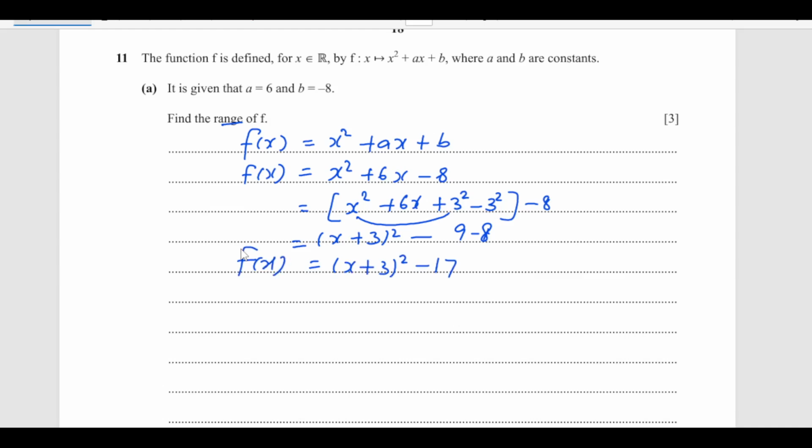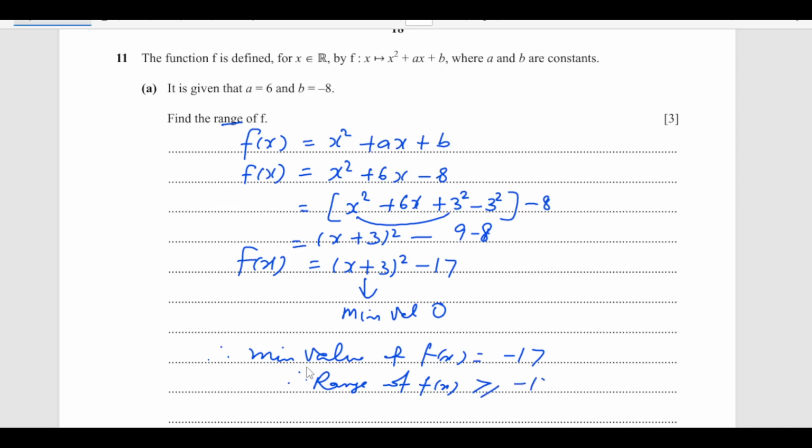Now, you see the minimum value of this square term is going to be 0, when x is equal to negative 3, right, because it is a square term, so it cannot be negative. The minimum value is 0. So, the minimum value of f(x) is minus 17, therefore, the range of f(x) is greater than or equal to negative 17.